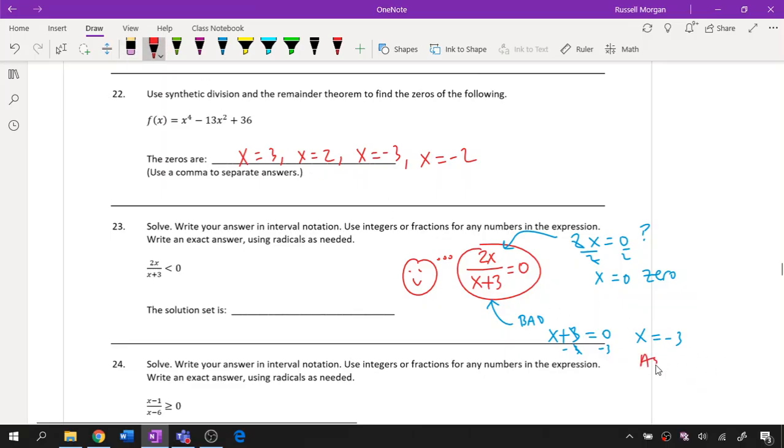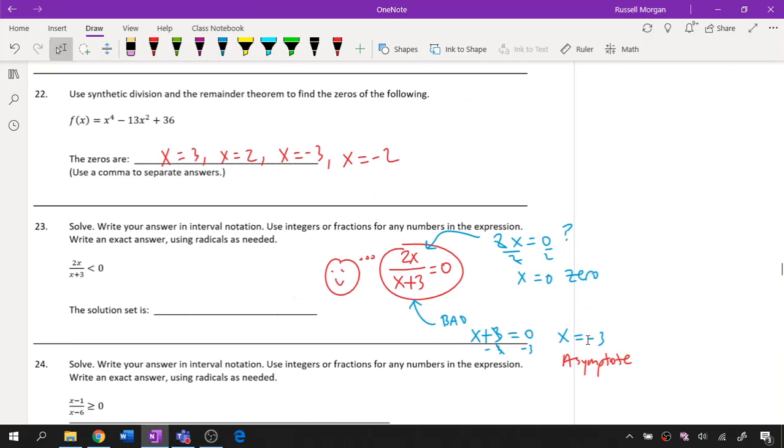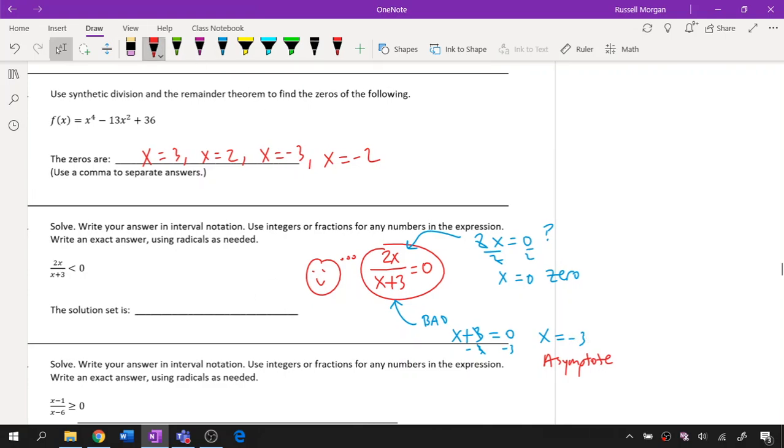It should be asymptote. There we go. Now, how do we solve this thing for when it is less than 0? Well, we found when the 0 was on top, and that's okay, and we found a 0 on bottom, and that's bad. To find when it's less than 0, we make a sign line.